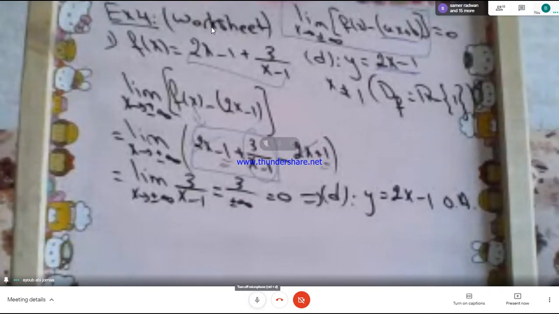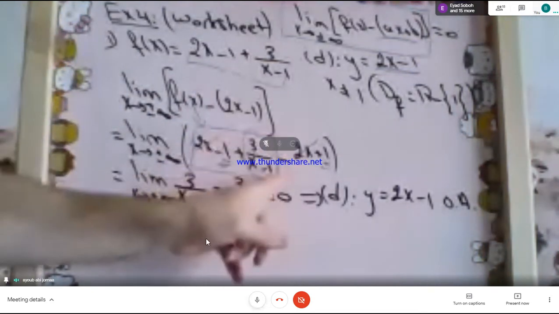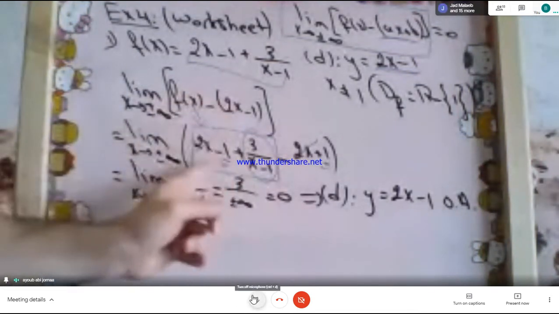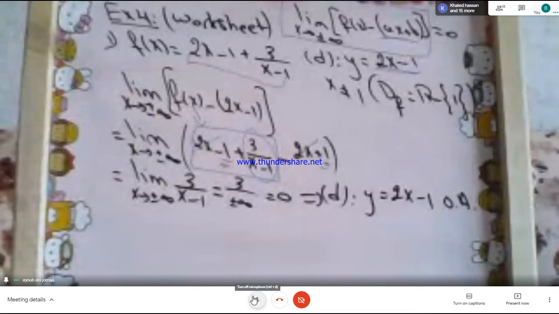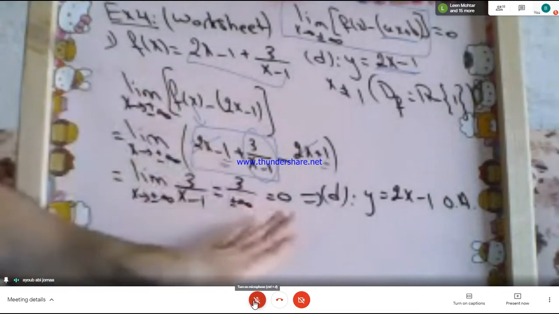Okay, so if we had for example 2x minus 1 plus 3x minus 2, can we take the 3x, since x approaches infinity, taking only the highest exponents? No. You simplify, in the first step you simplify, okay? f of x minus the line, you simplify, and then you take the highest exponents. Okay? Right.